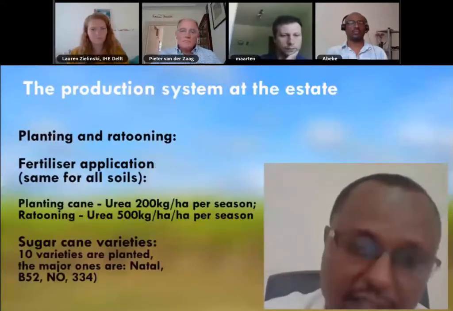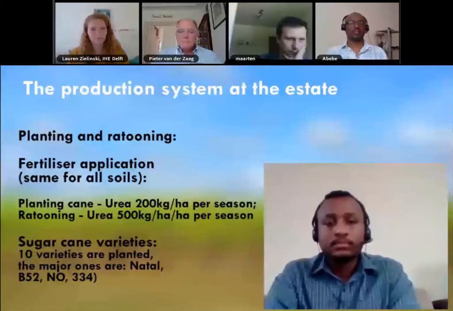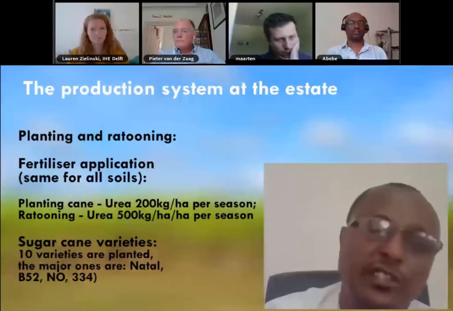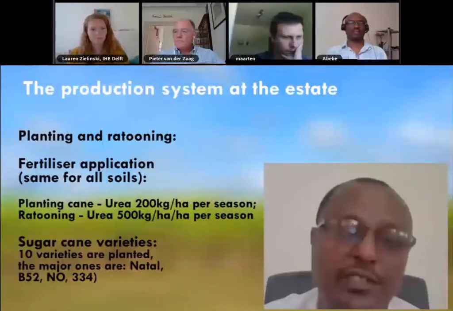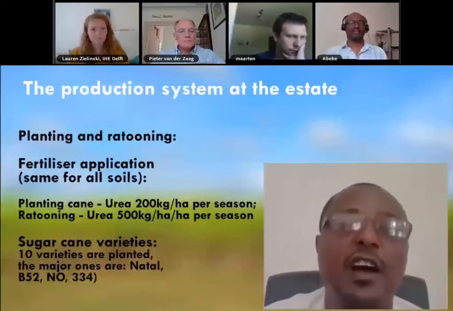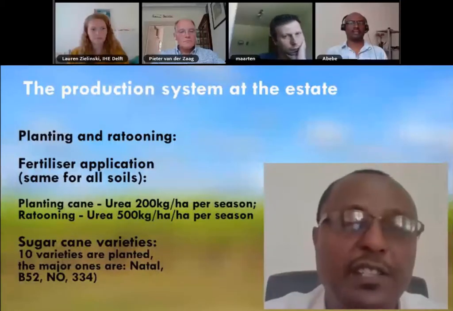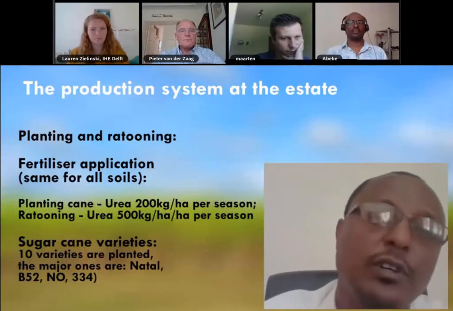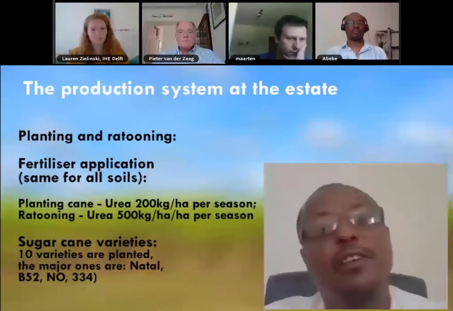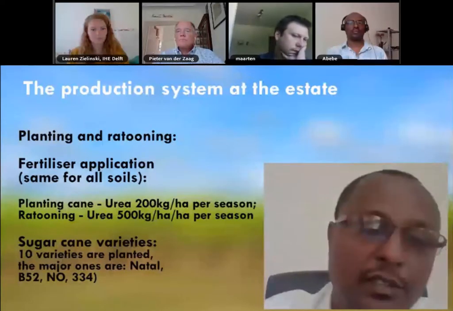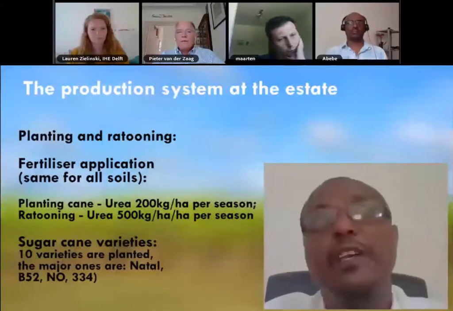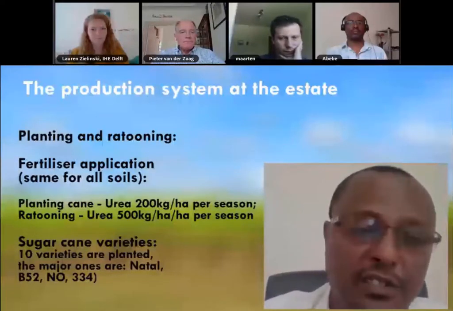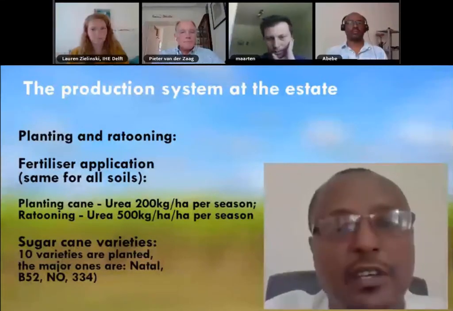So in A1, one planting cycle is 6 years: planting 2 years, first ratoon 1 year, second ratoon 2 years, third ratoon 1 year. After 6 years, the sugar cane is uprooted and the land is ready for new planting activities. In A2, it is 8 years. Then the light C1 soil cycle remains for 10 years. After 10 years, new planting activity is conducted.